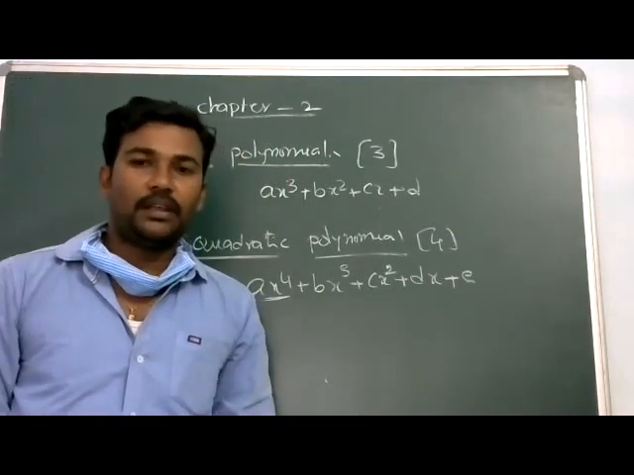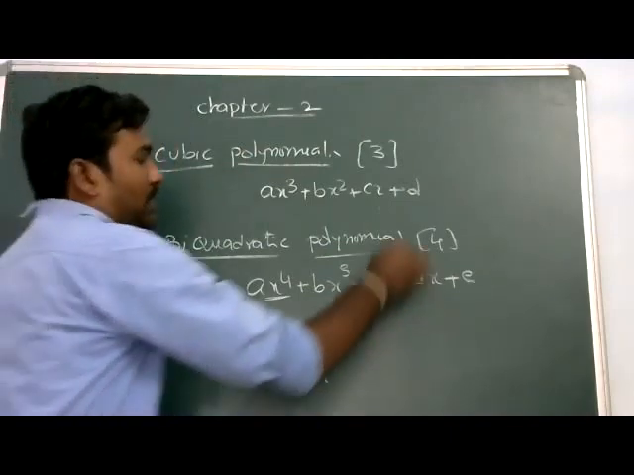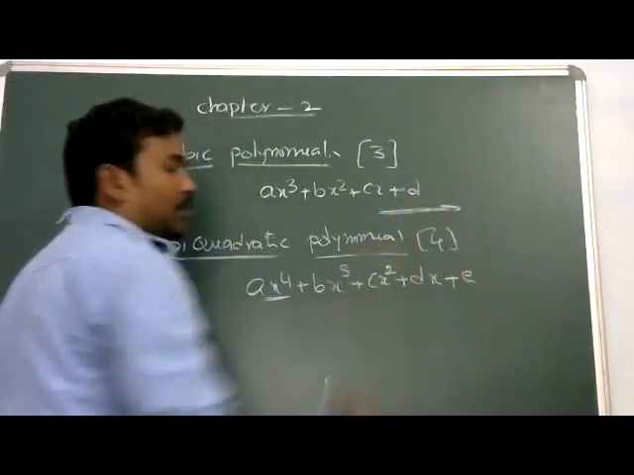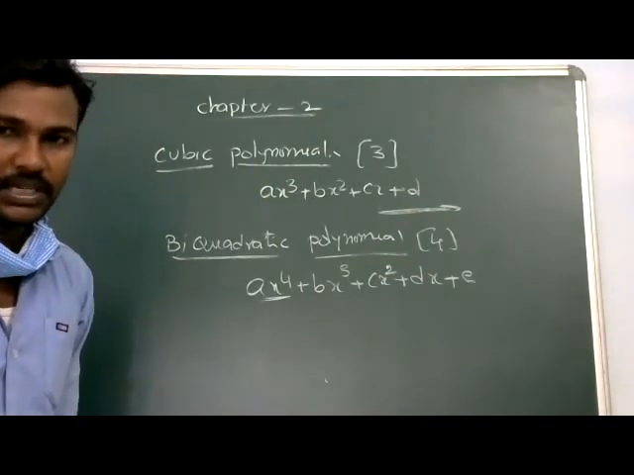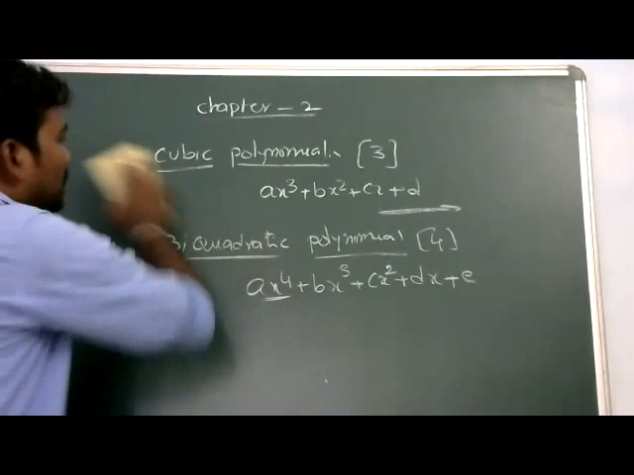There are many types, but according to your CBSE textbooks, it goes up to degree 3, that means the cubic polynomial. Is it clear?